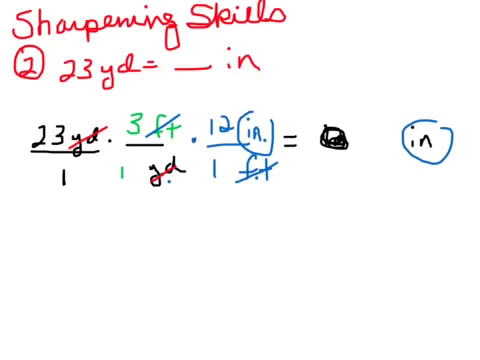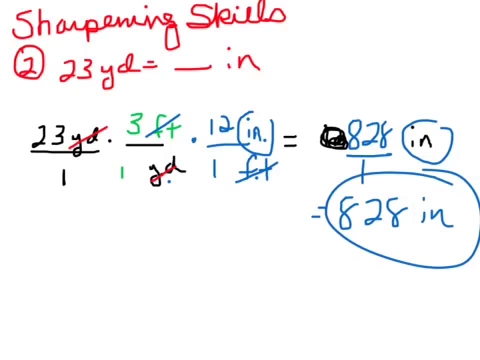On the top, it's 23. Let me clear my calculator. 23 times 3 is going to be 69. But then if I multiply that by 12, I'm going to get 828 on top, and that's in inches. And on the bottom, 1 times 1 times 1 is 1, and there's no units. And again, when I'm doing these unit conversions, I have to keep up with my units or it just doesn't work. You get lost in the numbers. So this converts over to 828 inches.